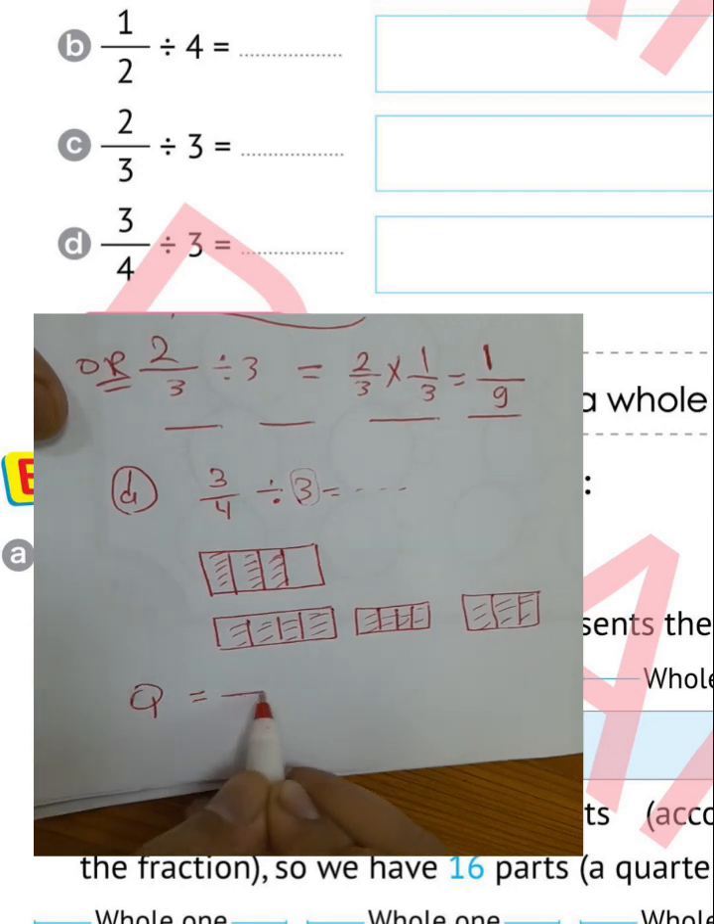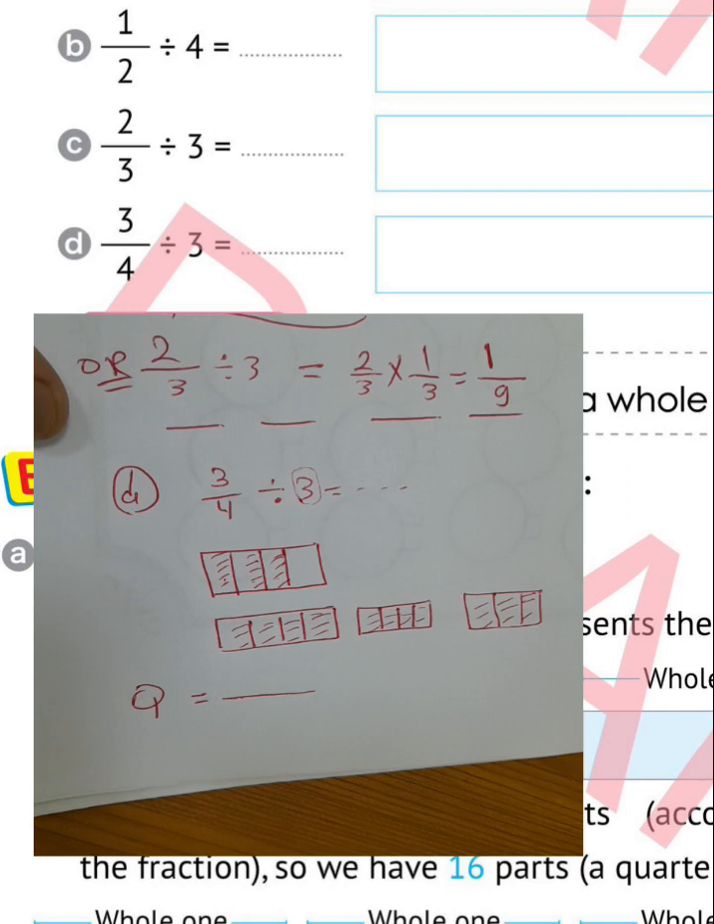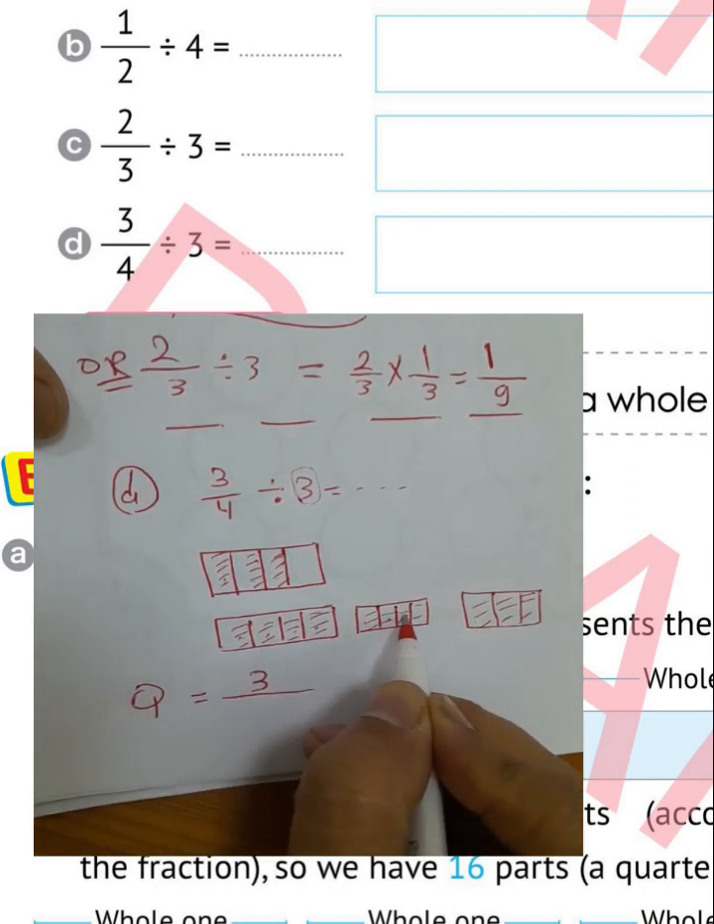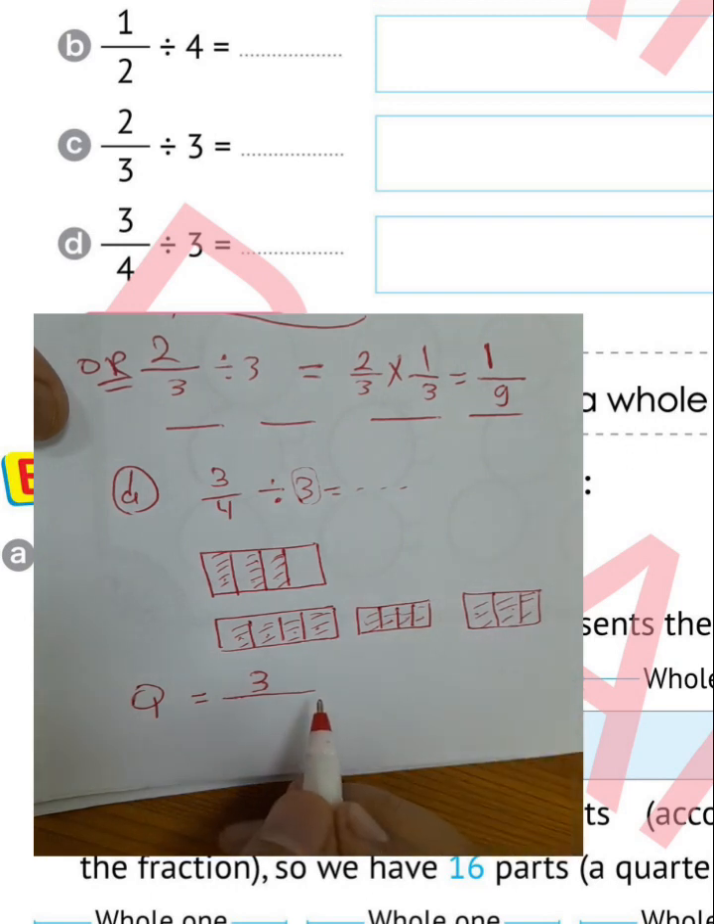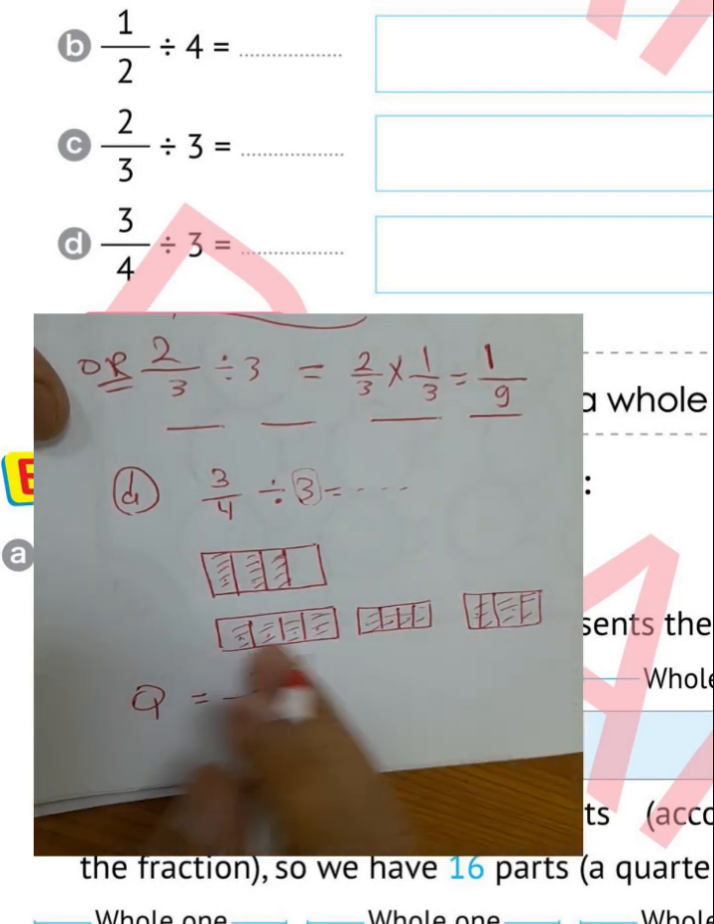And then the quotient will be equal to 1, 2, 3, 4, 5, 6, 7, 8, 9, 10. We have here 4 parts, and here 4 parts, 11, 12. Okay, we have 12 parts colored here.